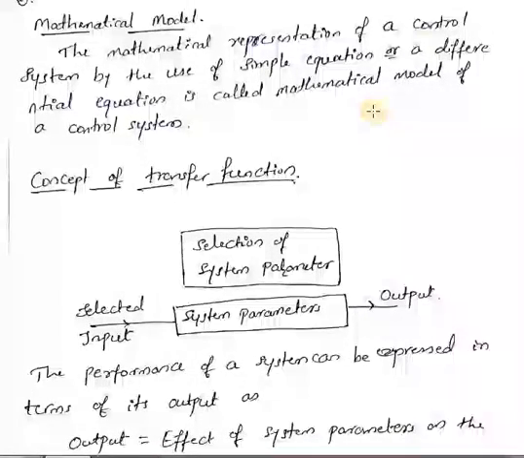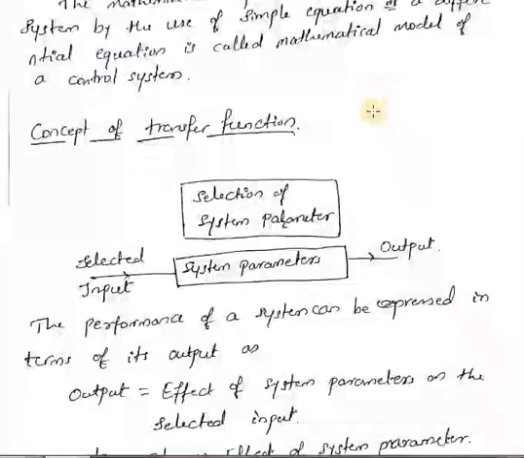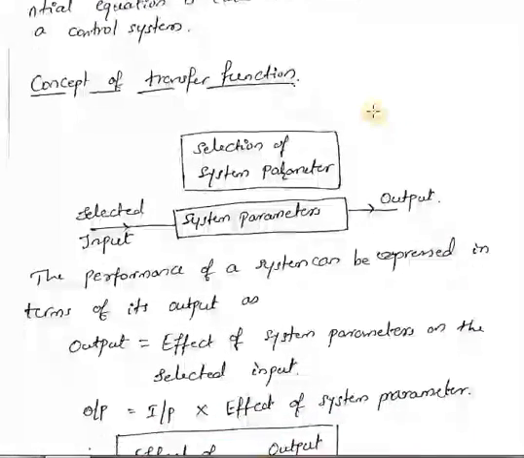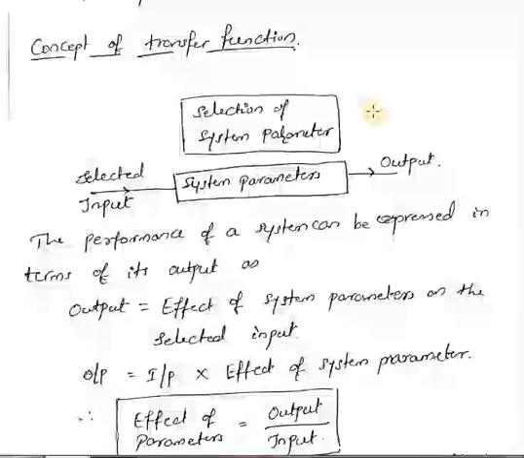When you write the mathematical equation or make the mathematical model, it is important to understand how to write the transfer function. Before beginning with that, we'll try to understand the concept of the transfer function. Here in this block diagram you can see a selected input, system parameters and output. In system parameters, you need to select the proper parameters to get the required output.